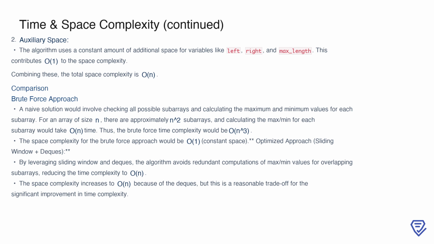Comparing this with the brute force approach, a naive solution would involve generating all possible subarrays and calculating the maximum and minimum values for each one. For an array of size n, this means roughly n squared subarrays, and finding the max/min for each would take O(n) time. This results in a brute force time complexity of O(n cubed). However, the space complexity for the brute force method is constant, or O(1), since no additional data structures are used. Our optimized approach, which uses sliding window and deques, significantly reduces the time complexity to O(n), while only slightly increasing the space complexity to O(n), making it far more efficient.